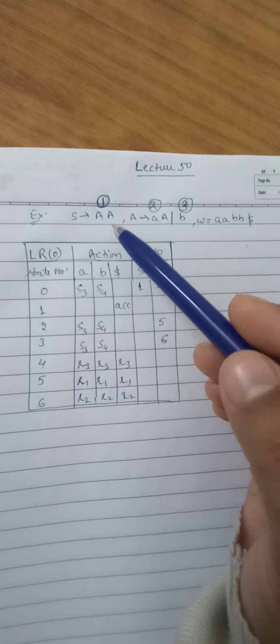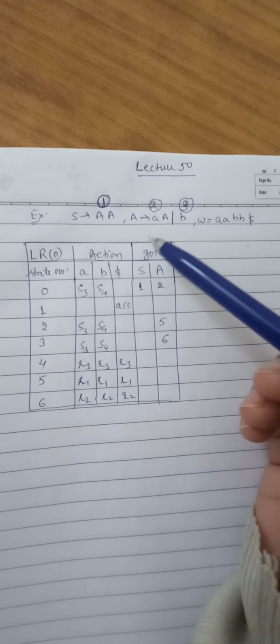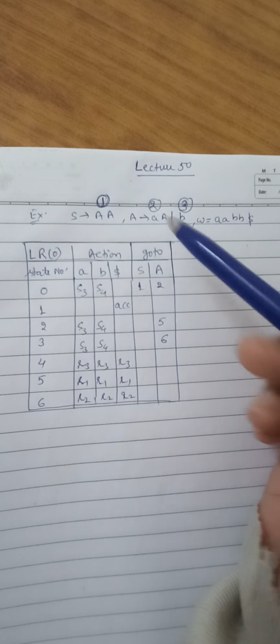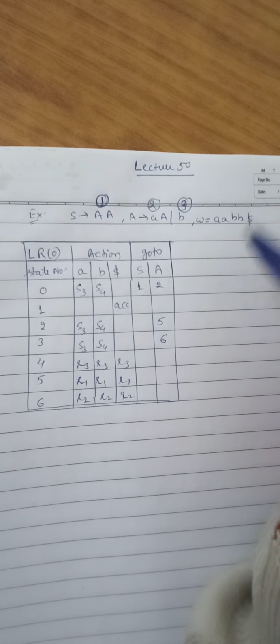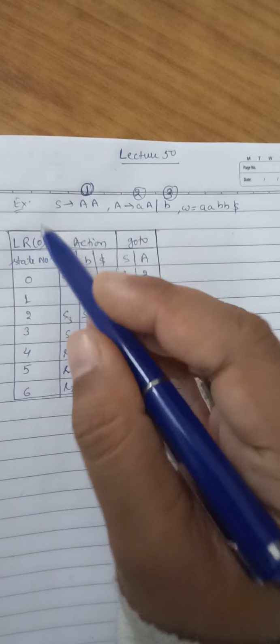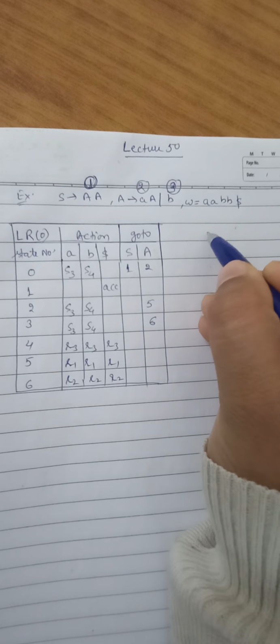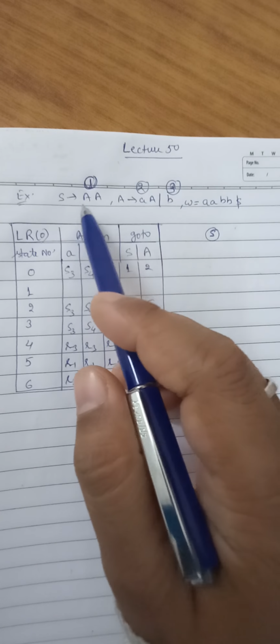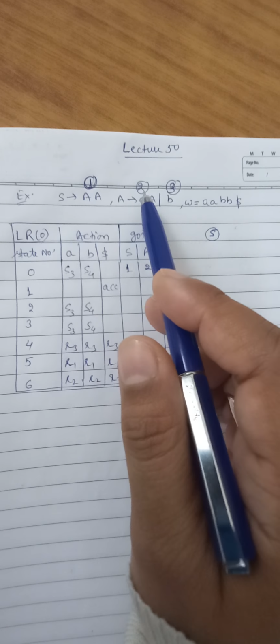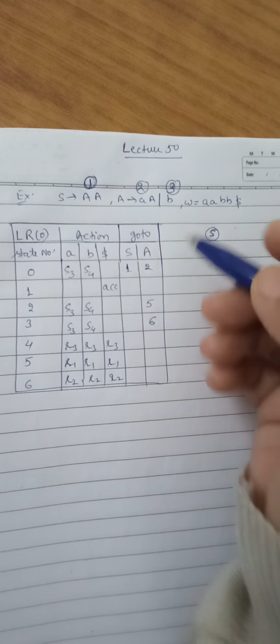Next example for LR parsing with the help of the LR parsing table and the grammar: how we can reach up to this string. So first make a tree from the grammar, as we have done in the last example also. Start from S. These are the three productions of this grammar: first production, second production and third production.